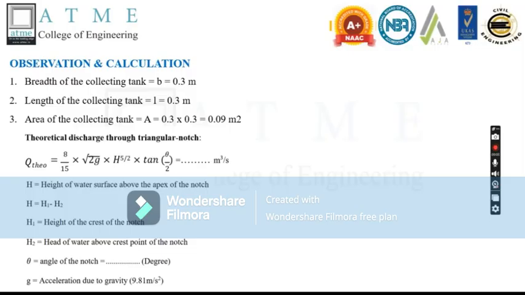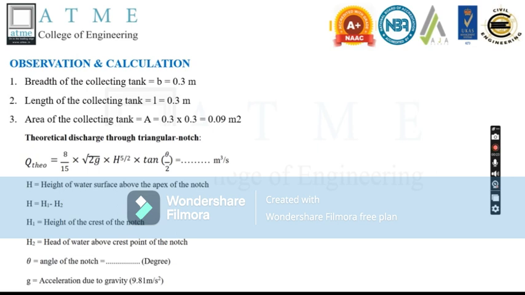After doing the experimental work in the laboratory, the last part is the observation and calculation. Firstly, the breadth of the collecting tank we have noted down, that is B equals 0.3 meter. The length of the collecting tank L equals 0.3 meter. Area of the collecting tank can be calculated, that is A equals L into B, that is 0.3 into 0.3, we will get 0.09 meter square.